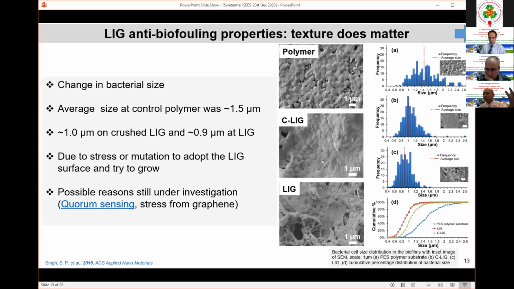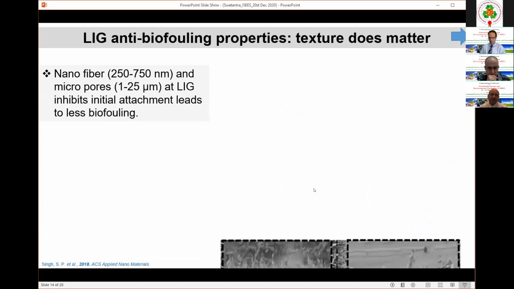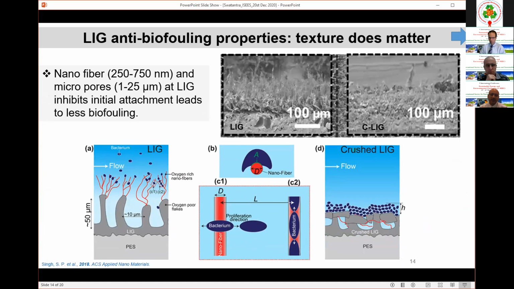So we have seen a reduction of this size. What I showed you earlier from the other papers is that these organisms change their strategy. If there is not enough surface area available, they change their shape, and that's why here they are converting from the rod shape into the circular shape.